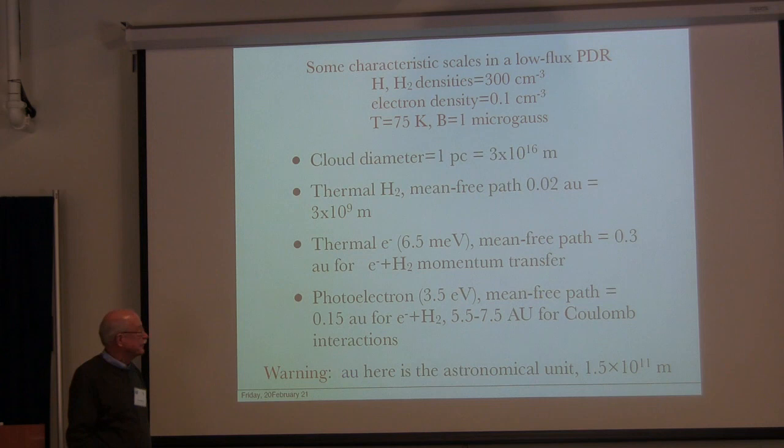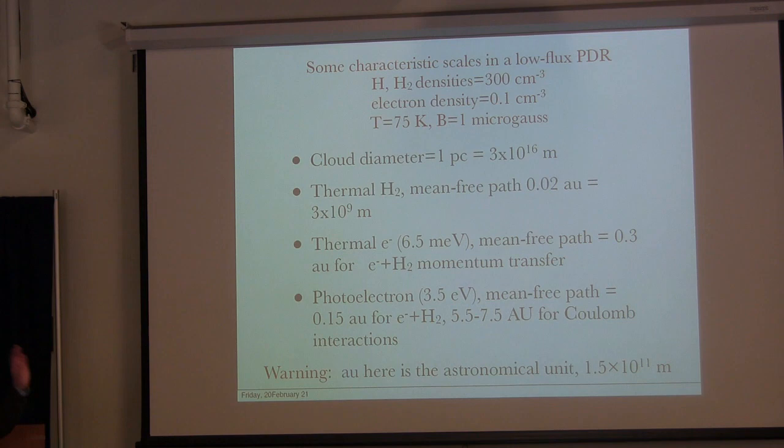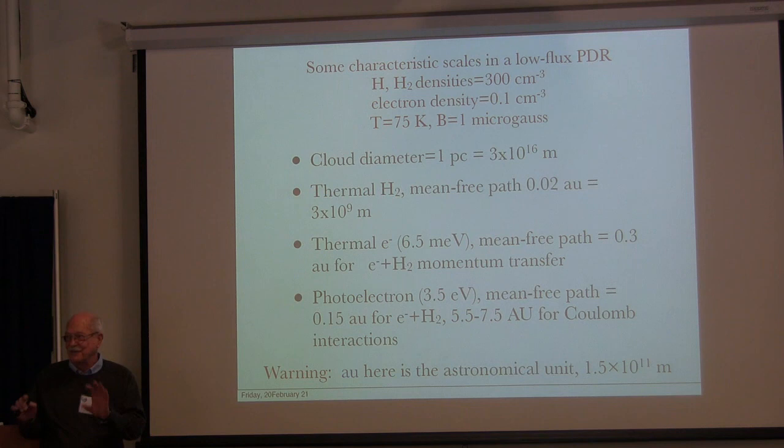There's potential for confusion here. AU stands both for atomic units in your world, our world, but also the astronomical unit. It actually used to be uppercase in the past, but in its infinite wisdom, the International Astronomical Union, a few years ago, legislated that the astronomical unit would be abbreviated lowercase au, exactly like the atomic unit. So we just have to live with this and depend upon context for knowing which is which. But that's just a warning.